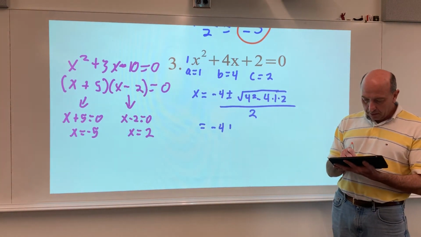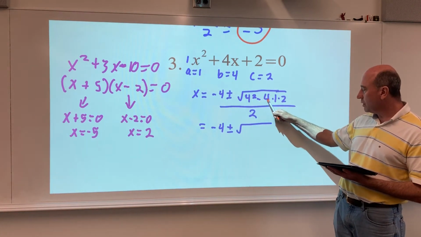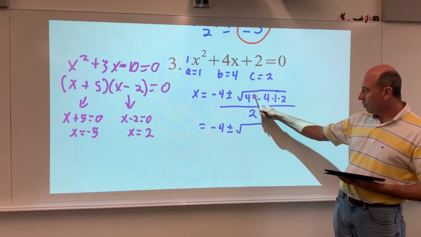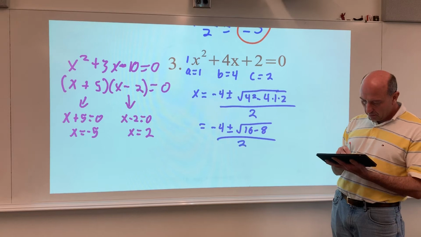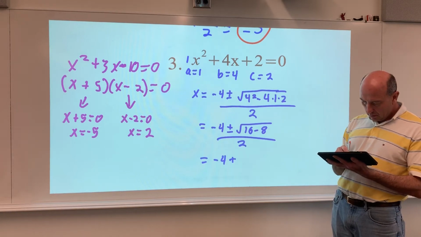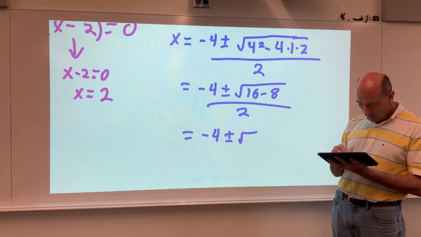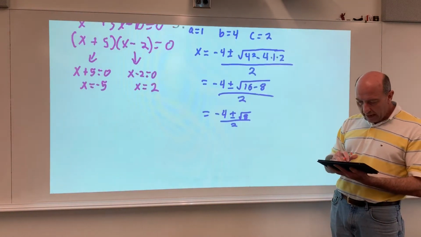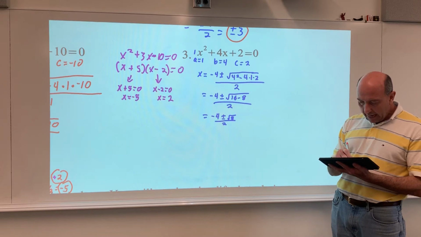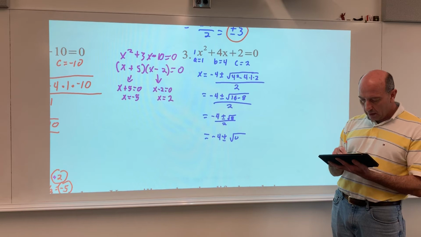Negative 4, plus or minus. Be careful with this number. 16 minus 4 times 1 times 2, so 4 squared is 16 minus 8, over 2. 16 minus 8 is 8. And we're done. Or are we? Can we simplify the square root of 8? 8 we can split up into 4 times 2.